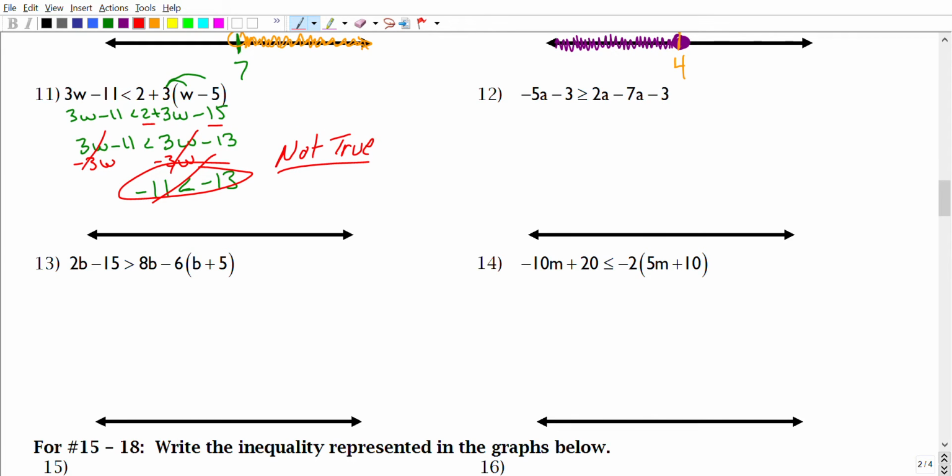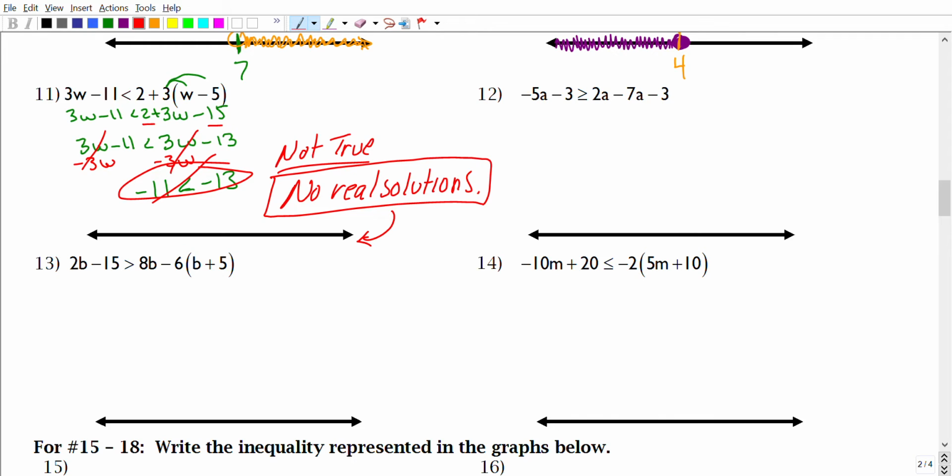So just like before with equations, what do you guys think my solutions are here? Okay, in this case I have no real solution. I have no solutions because that is never true. Negative 11 is never less than negative 13. So how does that translate onto my graph or onto my number line? Well, exactly like that, exactly how it is now. There is no solution, so you can't mark anything on there. So you actually have to go ahead and leave that blank. Okay, so I hope that made a little bit of sense.